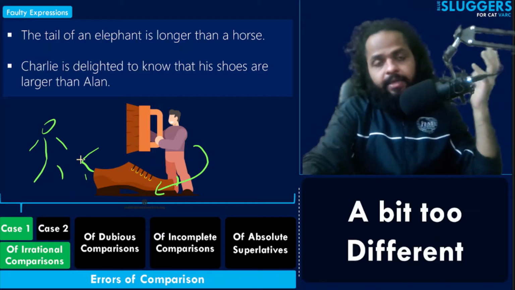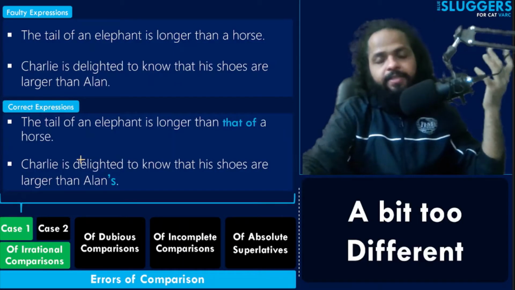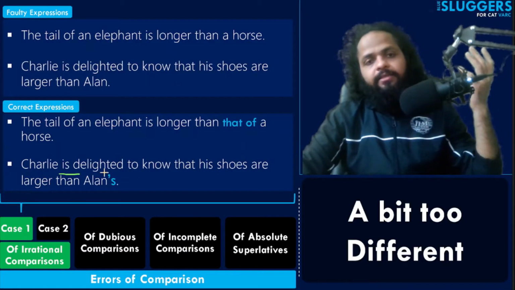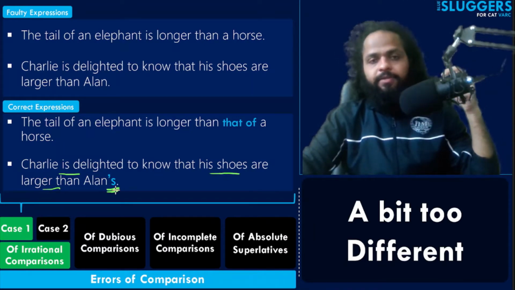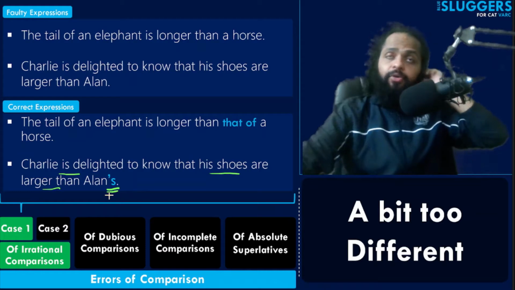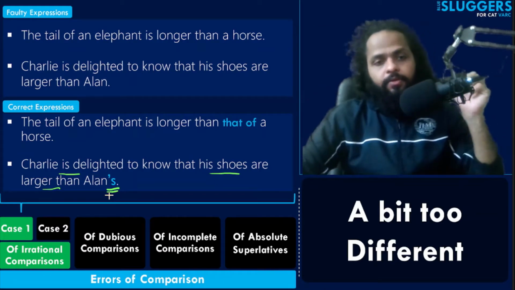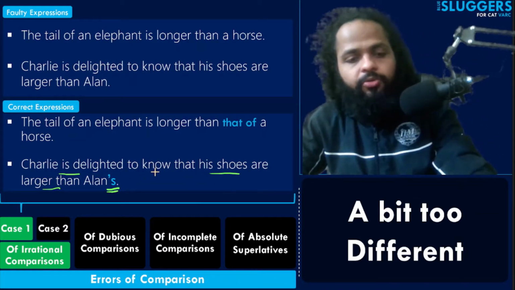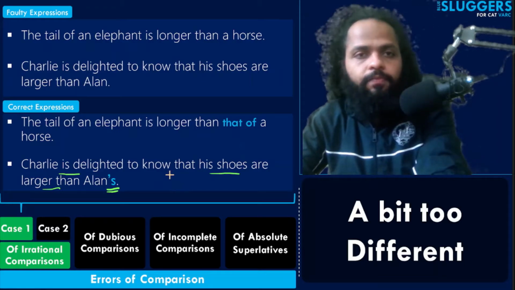So a better way of phrasing this sentence could be: Charlie is delighted to know that his shoes are larger than Alan's, with an apostrophe s. That means you're referring to Alan's shoes here. Okay, so that would be your first case. Let's come to case number 2 now.